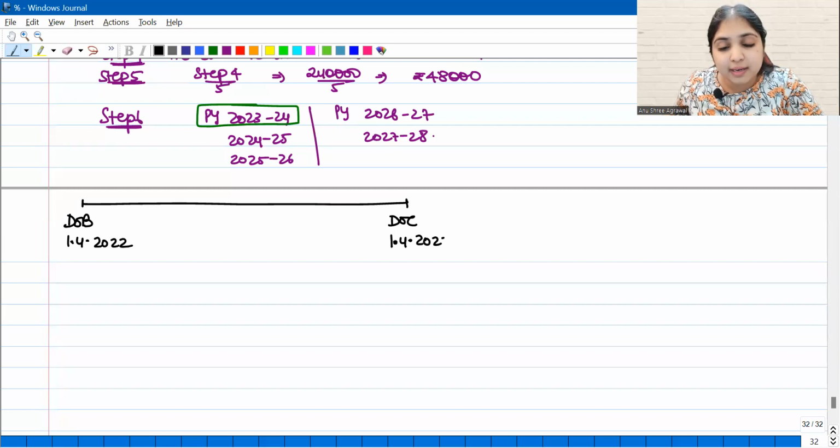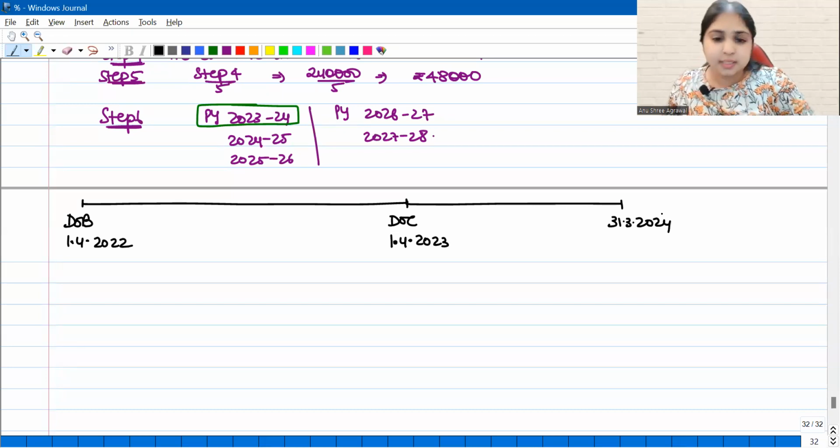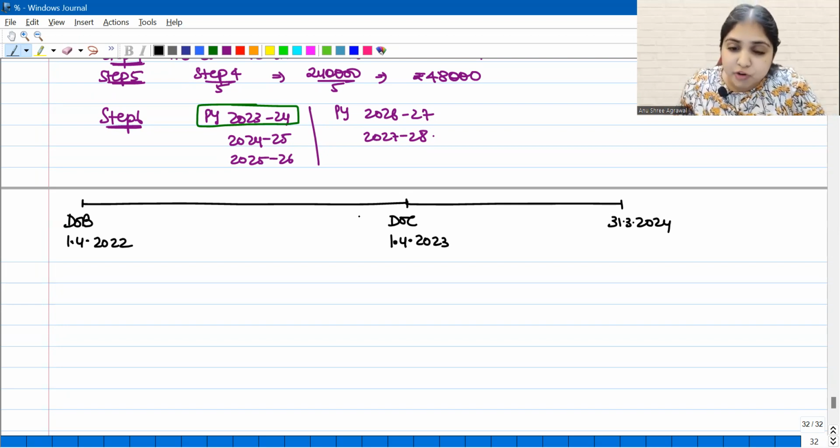Okay, and we are calculating for which year? For 23-24, that is 1st April 2023 to 31st March 2024. This is the year for which we are doing the IFHP calculation. Now, before the date of construction completion, what was the last 31st March? The last 31st March is going to be 31st March 2023.